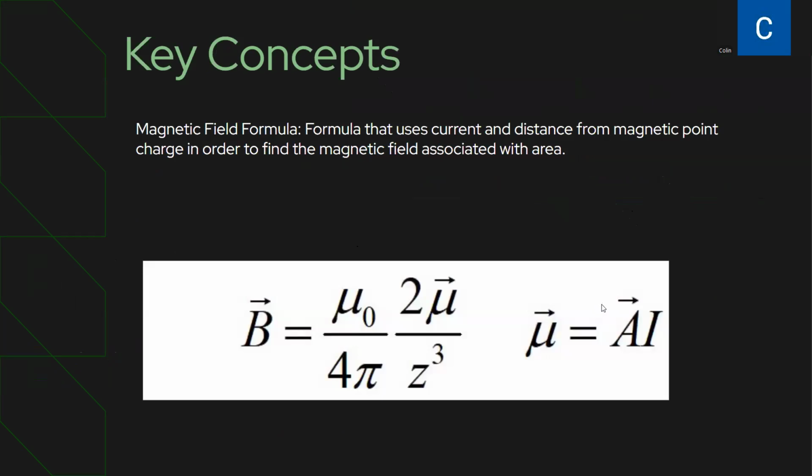Key concepts: The formula used in this experiment is the magnetic field formula, which uses current and distance from a magnetic point charge in order to find the magnetic field associated with an area.